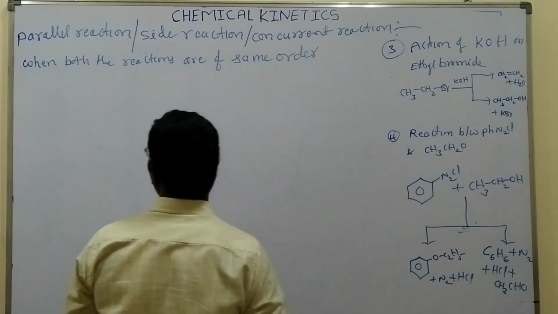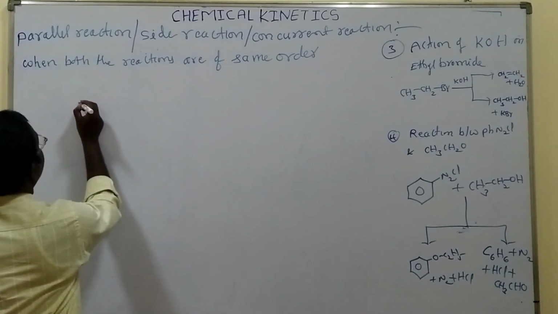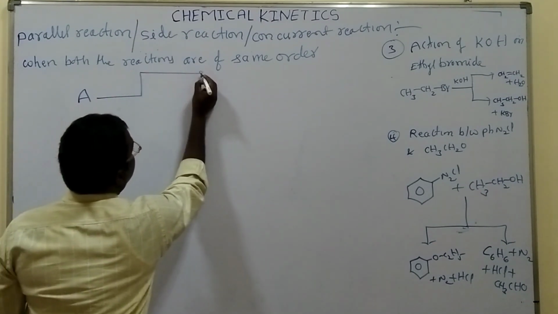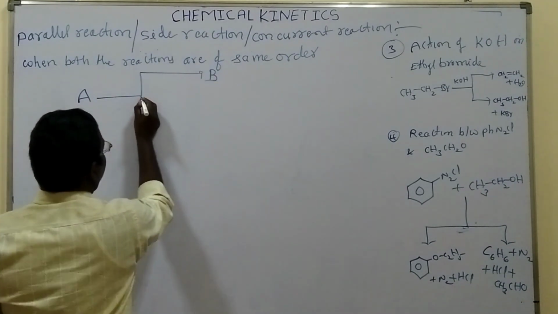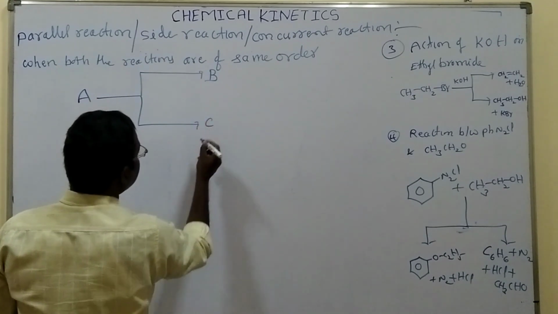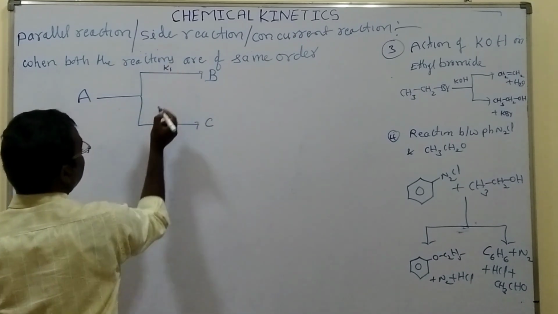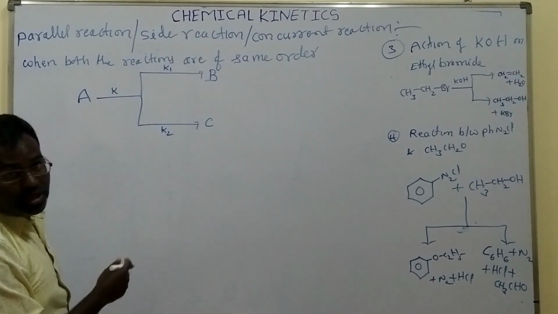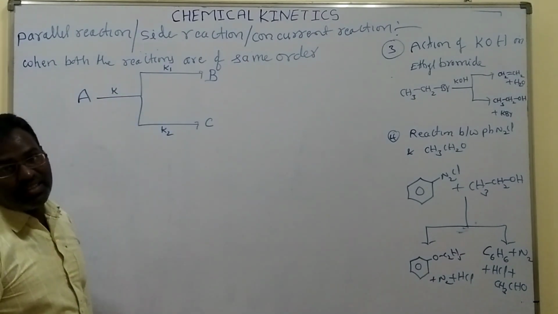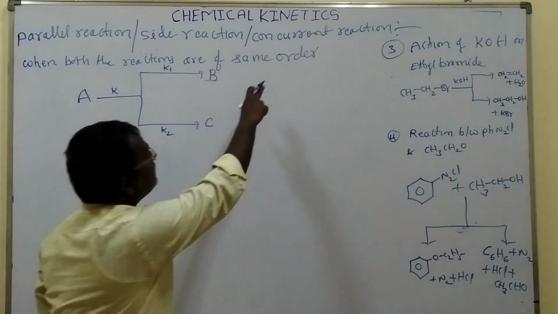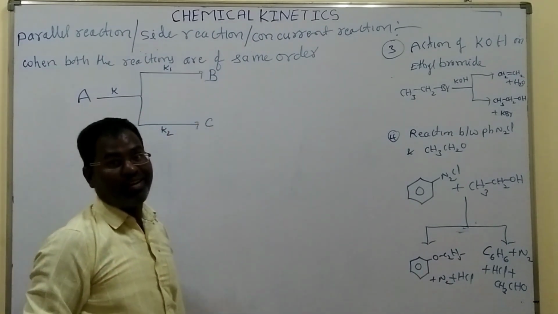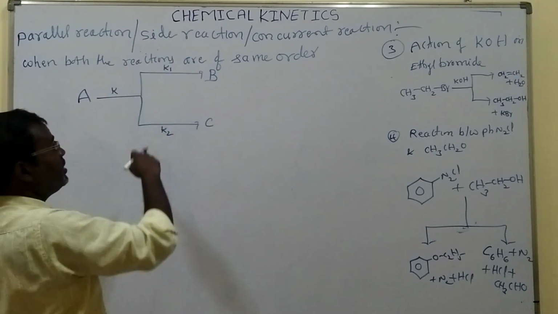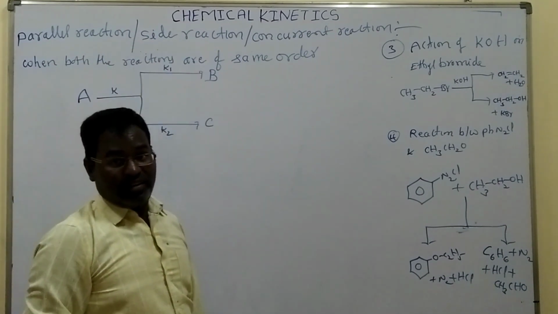Then let us consider the reaction A. A is giving B as well as C. Here we have K1, K2 and K. So it is the parallel reaction, or side reaction, or concurrent reaction. Here K1 is the first order rate constant.